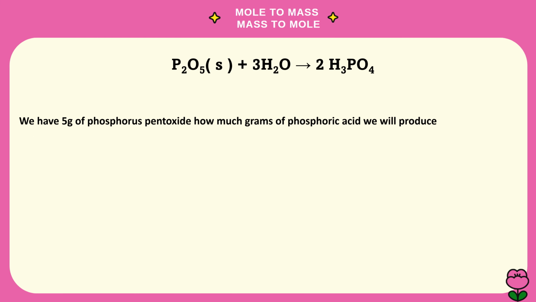Phosphorus pentoxide reacted with water gives us phosphoric acid. So let's say we have 5 grams of phosphorus pentoxide. How many grams of phosphoric acid will we produce?